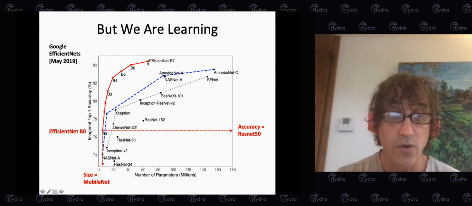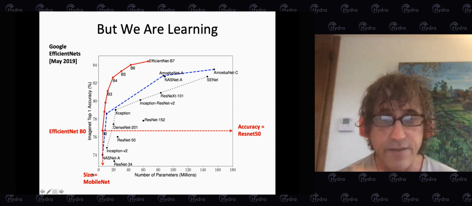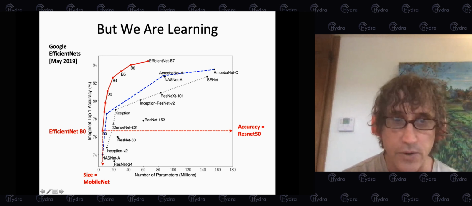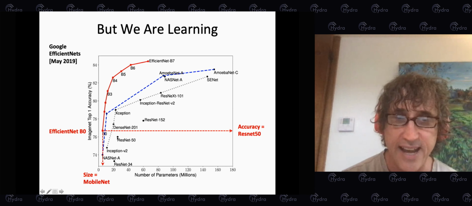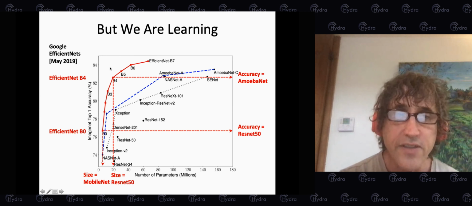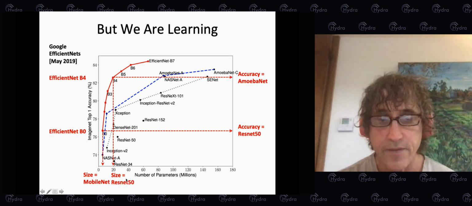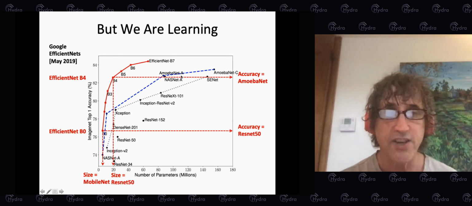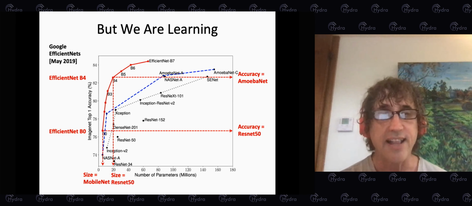Okay, so for example, if you look at EfficientNet B0, which is the size of a tiny MobileNet, it gives you the accuracy of ResNet, which is a much more accurate network. So I'm over here in terms of size, but getting the accuracy that I would get here. Here's another example, EfficientNet B4, which is the size of ResNet 50, but gives you the accuracy of AmoebaNet. So we're doing better with a smaller network that has a lot less compute.